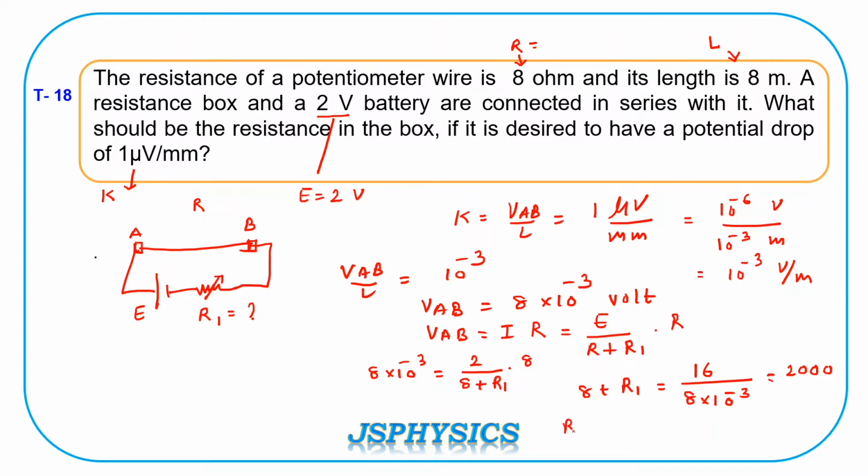So R1 is equal to 2000 minus 8 if we take this on the other side. So that will give me the answer 1992 ohms. That means we should connect resistance in the box 1992 ohms in series with the given circuit. So that will be our final answer. So this is how we can utilize the formula to calculate different values given in the sum.